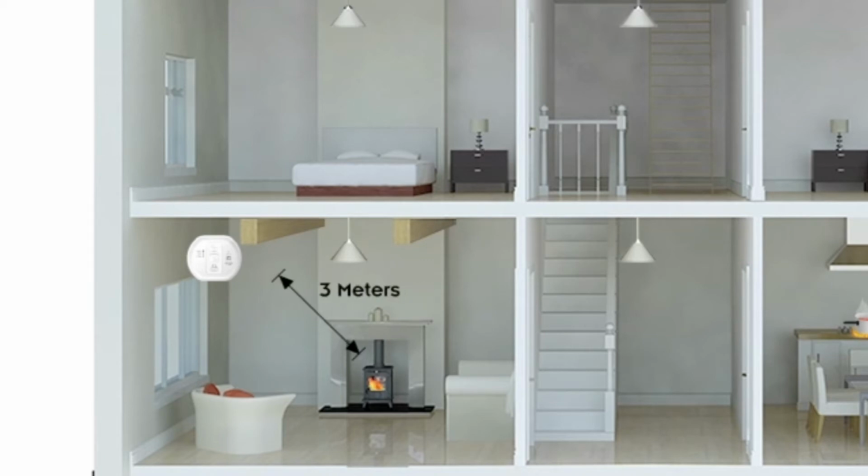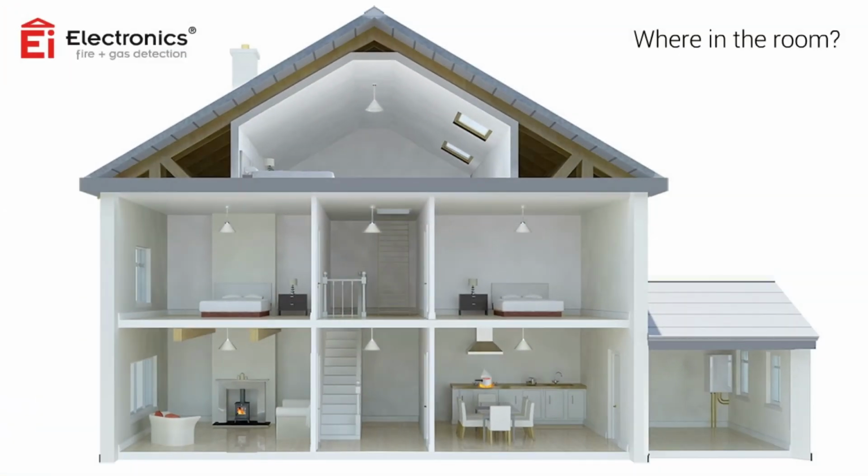Position the alarm 1 to 3 meters from the appliance and always place the alarm on the appliance side of any obstruction. When located in rooms without an appliance, place the alarm at breathing level.